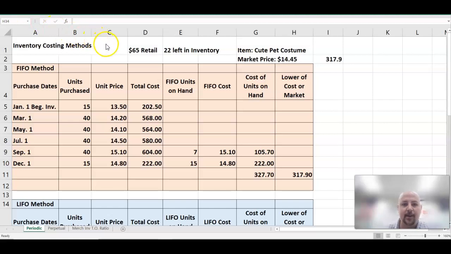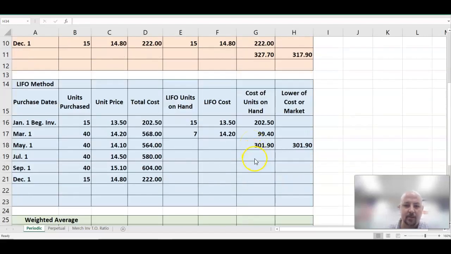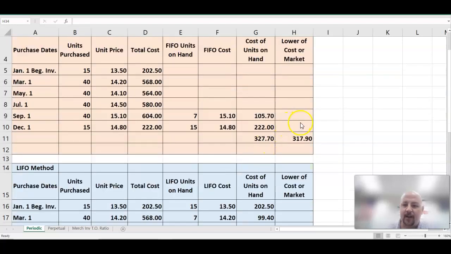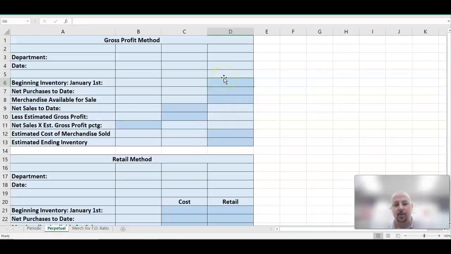To refresh your memory, we have 22 items in our inventory. Each one has a retail cost of $65. We found three cost amounts for inventory, 327.70, 301.90, and 317.32, as well as the market value of 317.90. Any of those, according to accounting principles, would be correct. So going on to the next chart here, we're going to fill out these two charts and see if we get the same or similar amounts here.